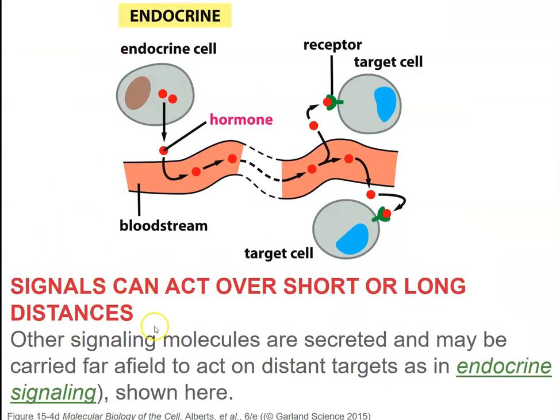So endocrine signaling. Here these signaling molecules are secreted and then they're carried far afield, and here they're carried by the bloodstream. So we have an endocrine cell that secretes a hormone, and then that enters the bloodstream, and then the bloodstream carries the hormone to bind to its target cell. Again, there will be certain cells that have receptors that can bind to that ligand, and other cells won't respond to it if they don't have that receptor.